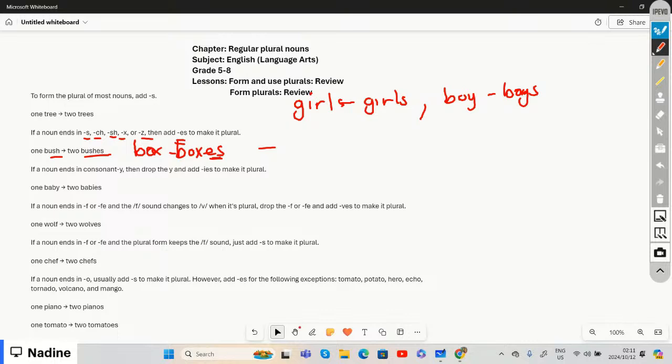All right, so we have box, one box, two or more boxes, and there we can see we added an es to show the plural form of box. The same with the word church, which ends in ch. We have one church, but we have a few other churches. And that is an example so far of regular plural nouns.